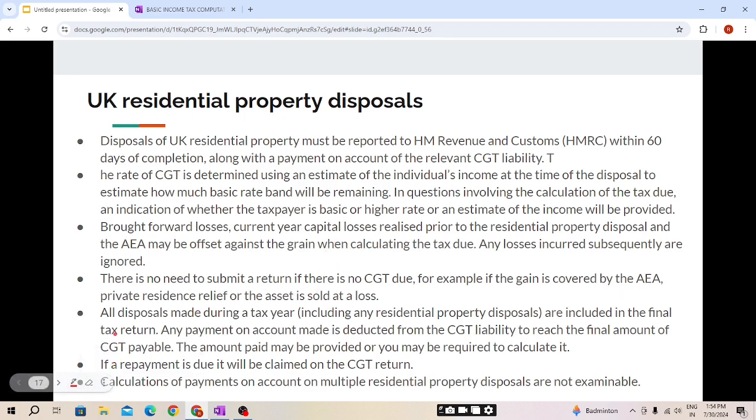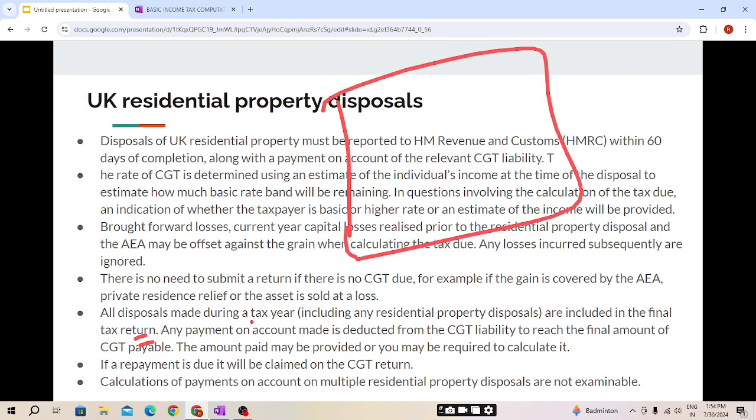All disposals made during a tax year, including any residential property disposal, are included in the final tax return. That is, when we prepare the final tax return, they are included. Any payment on account made is deducted from the CGT liability to reach the final amount of CGT payable. The amount paid may be provided or you may be required to calculate it. So students, the format we saw earlier was the format for the annual calculation, and if any CGT liability is paid on the residential property based on the estimation figures, it will be reduced.